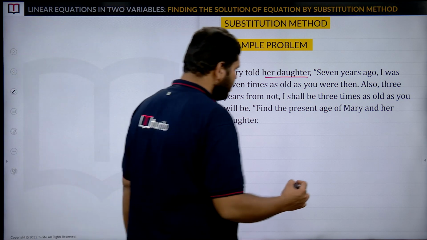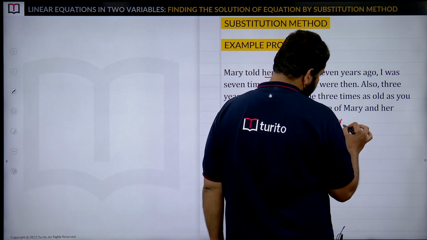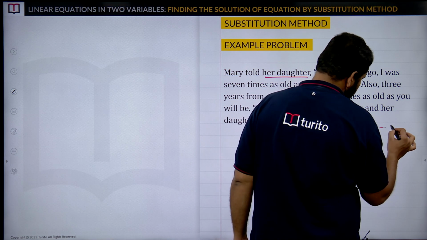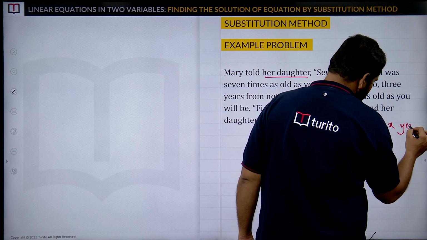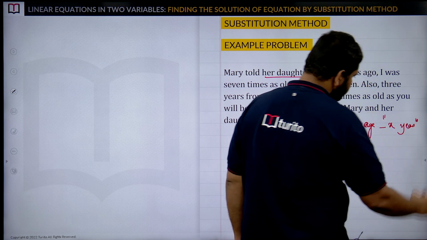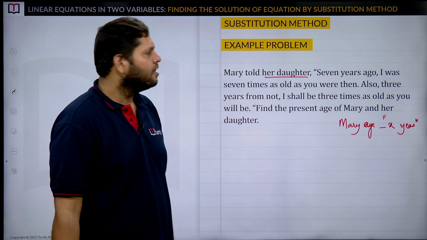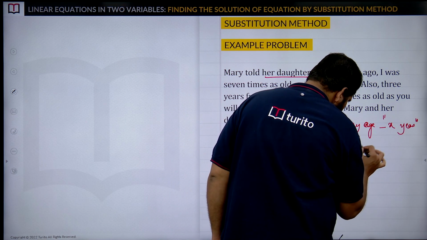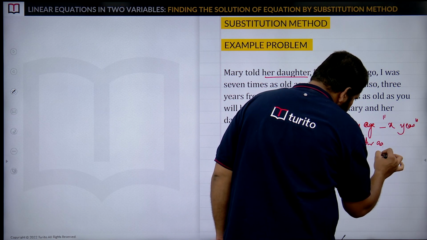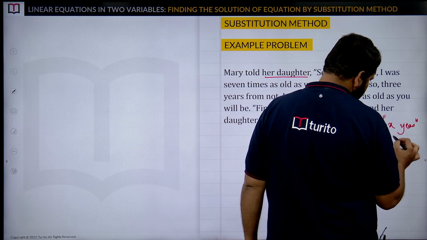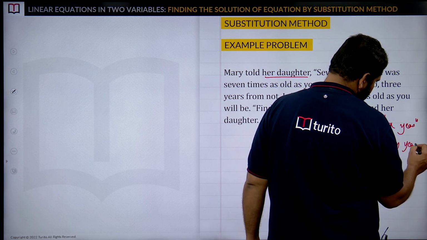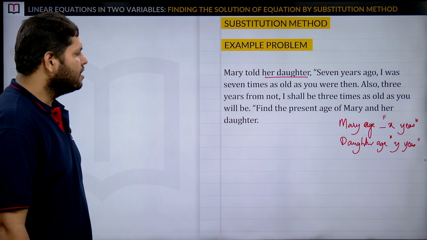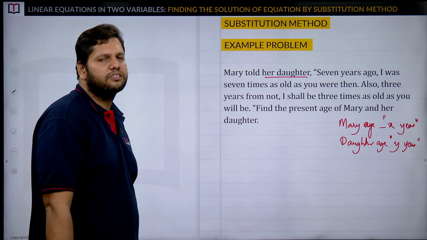So we will take Mary age is something, x children. I will take Mary age is x years. Then her daughter age. Children, I don't know what is her daughter age. So daughter age, I will take y years. Okay, daughter age, I will take how much children? Y years. So Mary age is x years and daughter age is y years.